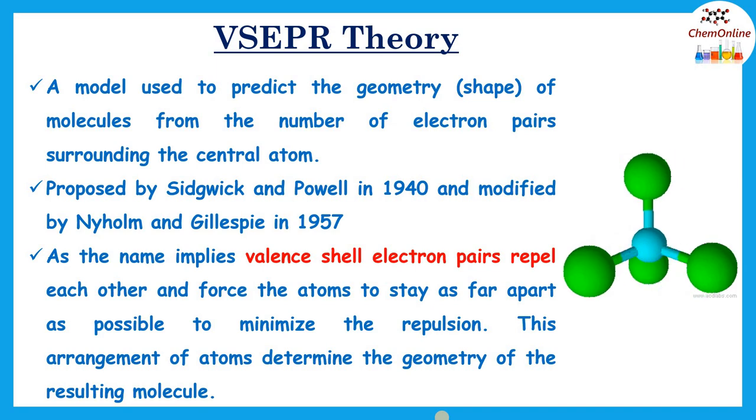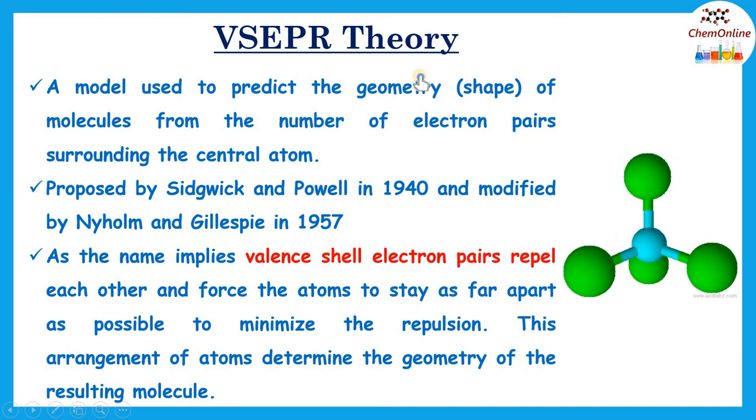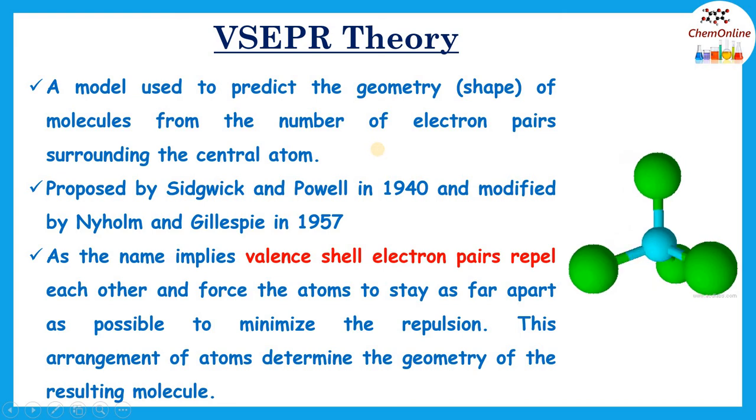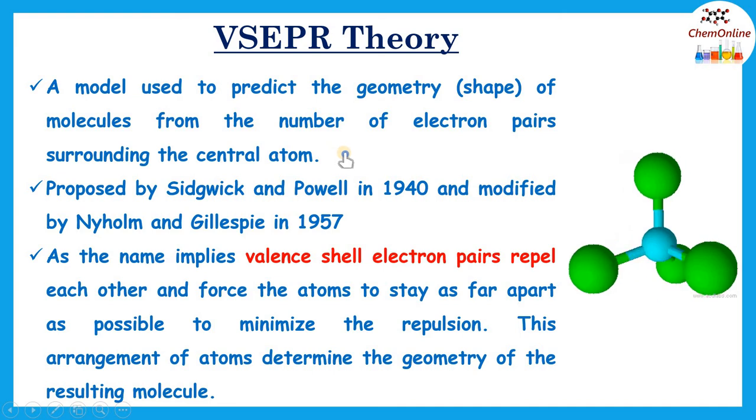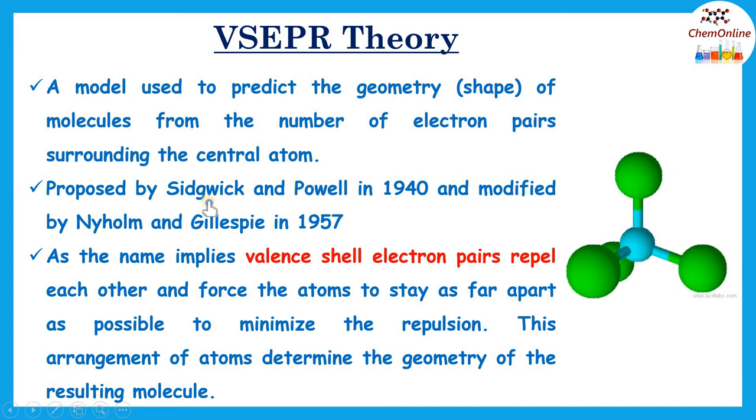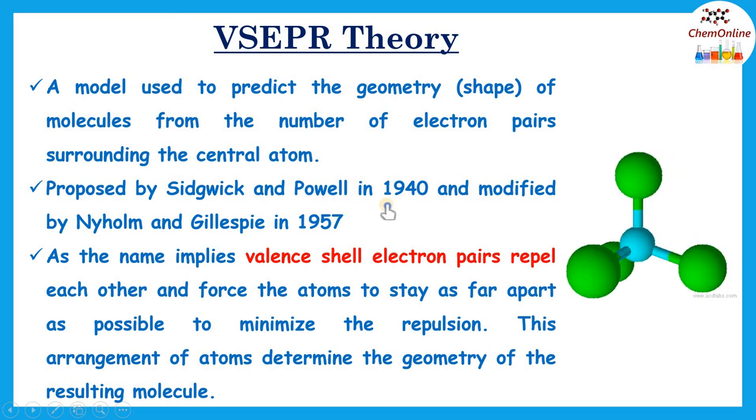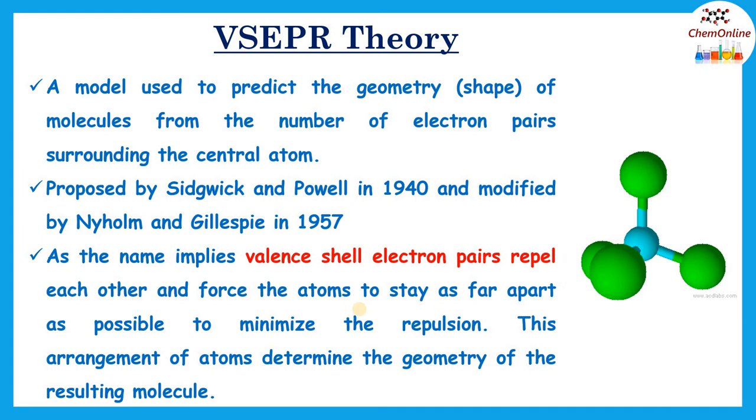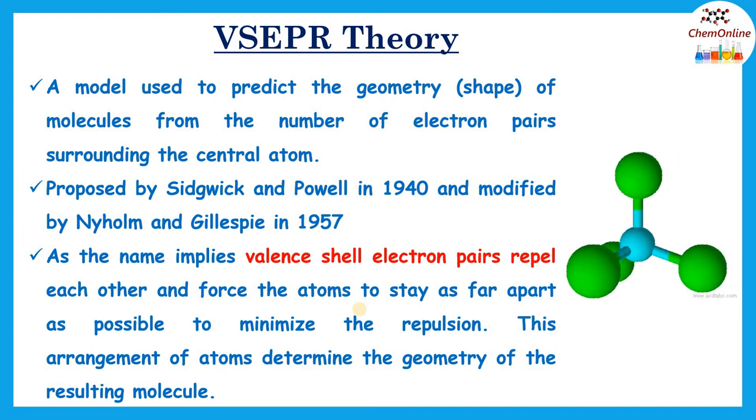Valence shell electron pair repulsion theory is commonly abbreviated as VSEPR theory. It is a model used to predict the geometry or shape of molecules from the number of electron pairs surrounding the central atom. This model was proposed by Sidgwick and Powell in 1940 and modified and extended by Nyholm and Gillespie in 1957. And as the name implies, the main theme of the theory is valence shell electron pair repulsion.